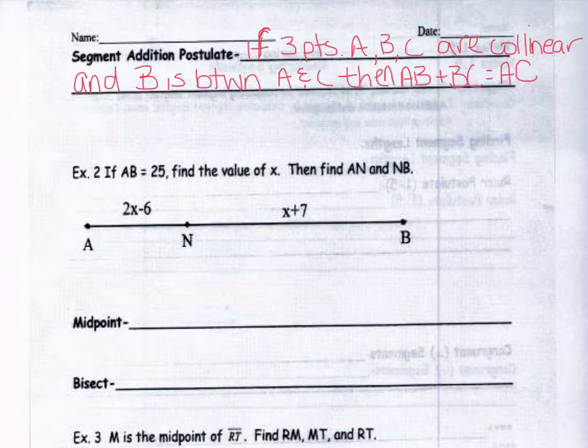All right, so if we drew a picture of that, we have point A here, and point C, and B is someplace in between. I think we can all agree that the distance from A to B plus the distance from B to C would be the same distance as A to C.